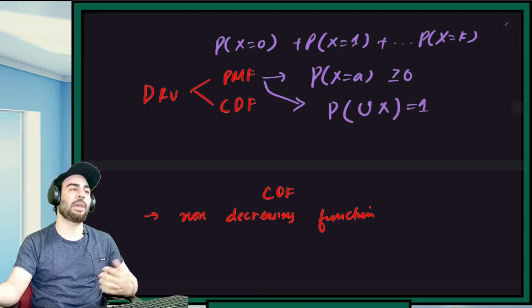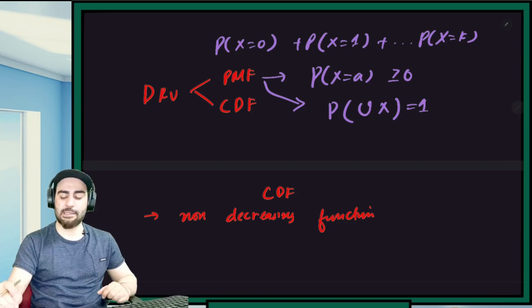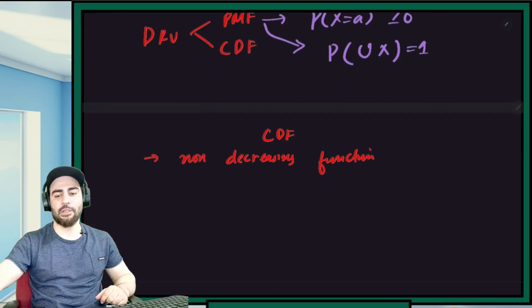This is the properties of PMF. So PMF should follow this property. So accordingly, CDF should have this property. So CDF should be a non-decreasing function. It should always increase. Okay.